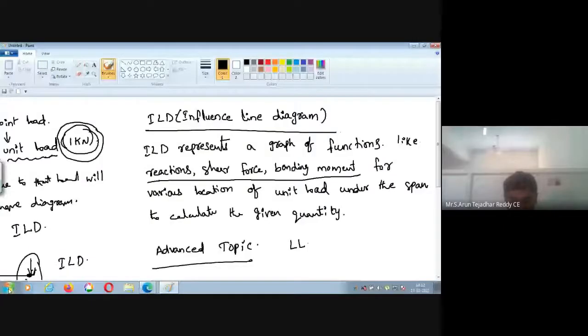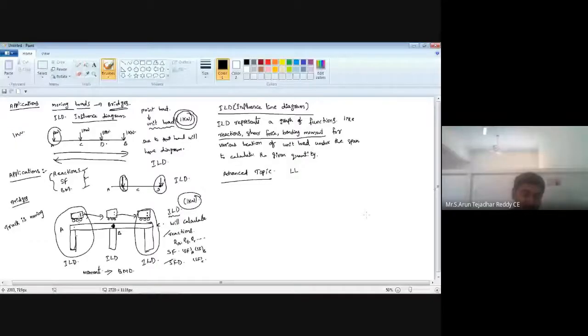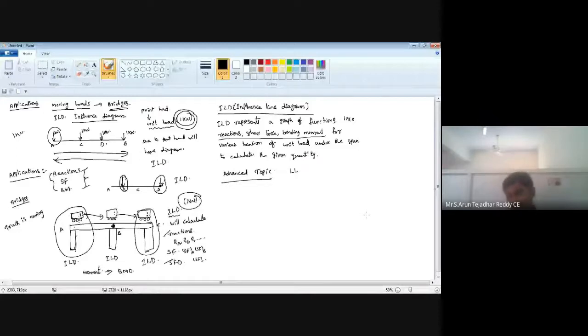If I show you one example here, how to calculate the reaction, that is ILD for reaction. First of all, we don't know the load, but our assumption is 1 kilonewton. So by taking 1 kilonewton load, how to calculate the reactions? Here, the first concept is reaction. First of all, take a screenshot up to here. Then we'll go for ILD for reaction. How to calculate ILD for reactions? That's important.